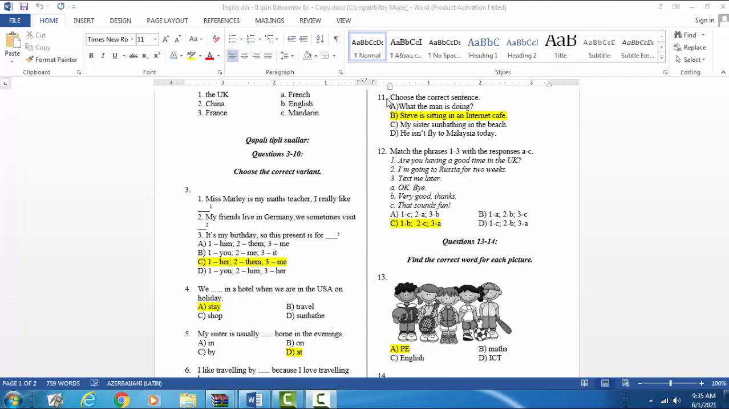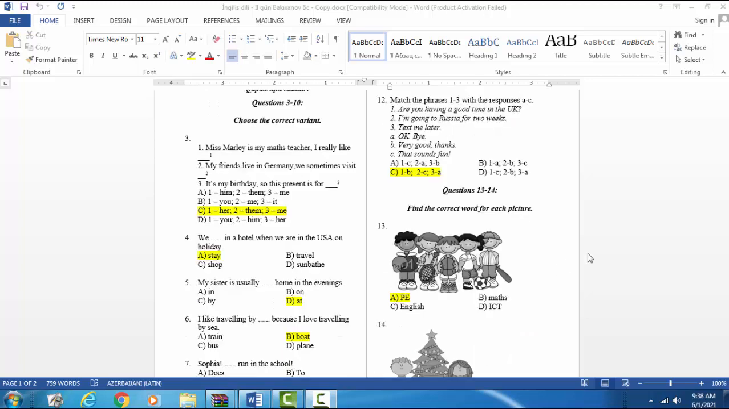Question 11. In first variant, the place of is wrong. What is the man doing? In C variant, the predicate is missing. My sister is sunbathing in the beach. In D variant, the word fly should be used with ing. He isn't flying to Malaysia today. In B variant, the word order is correct.